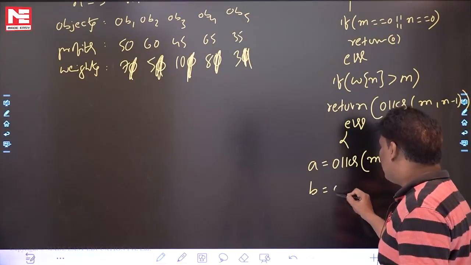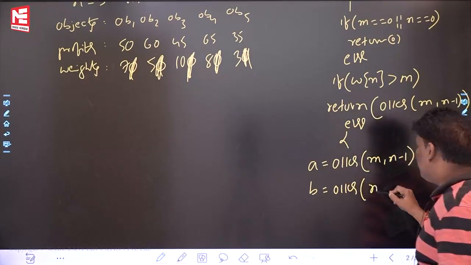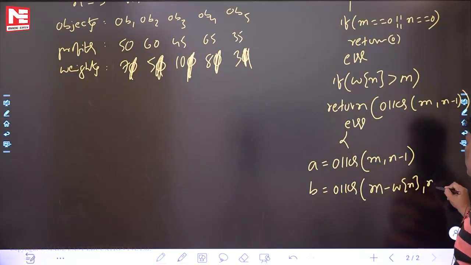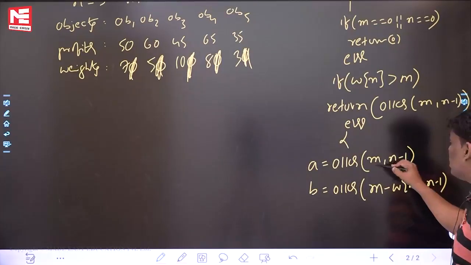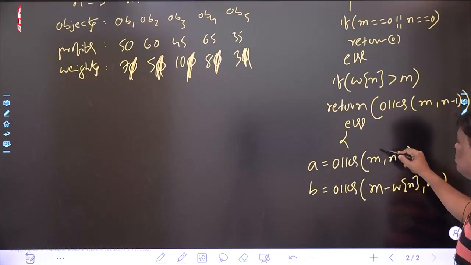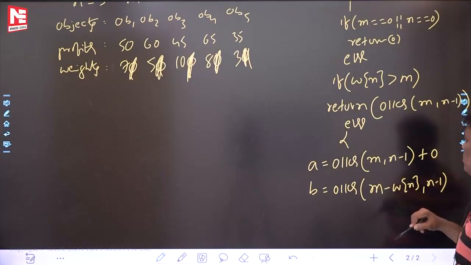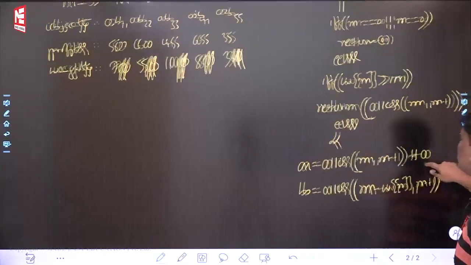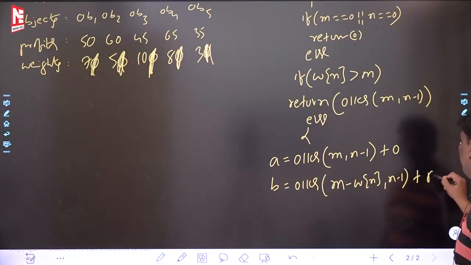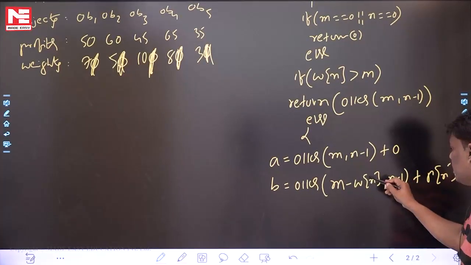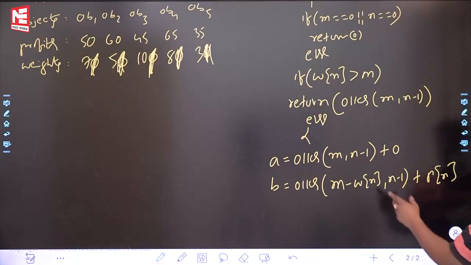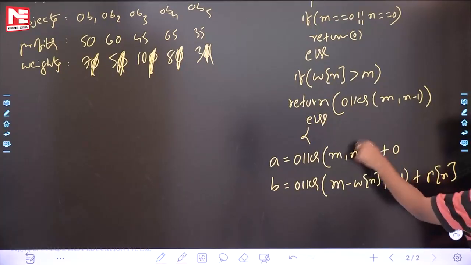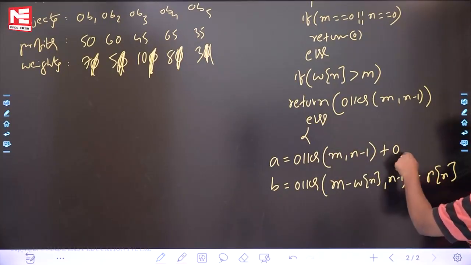Next, with taking. What is the meaning of with taking? 0/1 knapsack of m minus wn, n minus 1. Taking means you subtract that object's weight from m. Here you are not deleting anything from m, because you are not taking, so you get 0 profit. If you take, you lose some capacity and you get some profit of Pn. If you take the nth object, you subtract its weight from m, and the profit is added. Take: capacity decreases, profit added. Don't take: capacity not deleted, profit not added.